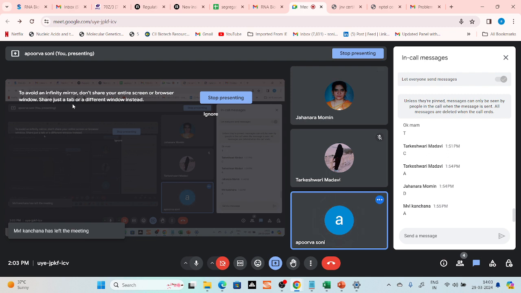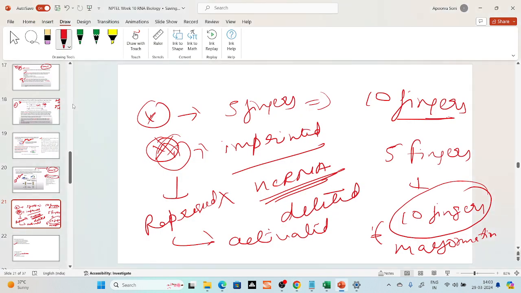Is it clear? Yes, ma'am. Is it caused by mutation, ma'am? It can happen because of mutations also. It can happen because of n number of reasons. This is one of the reasons by which it can happen.